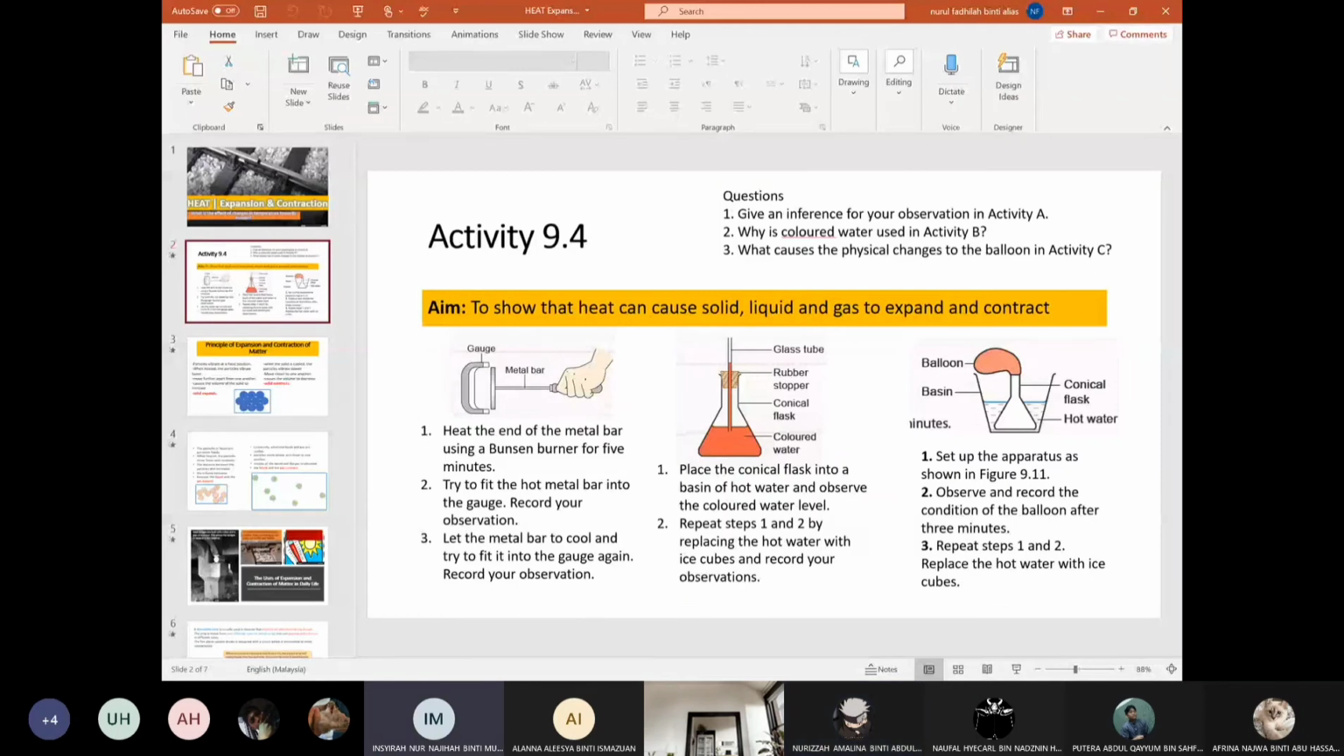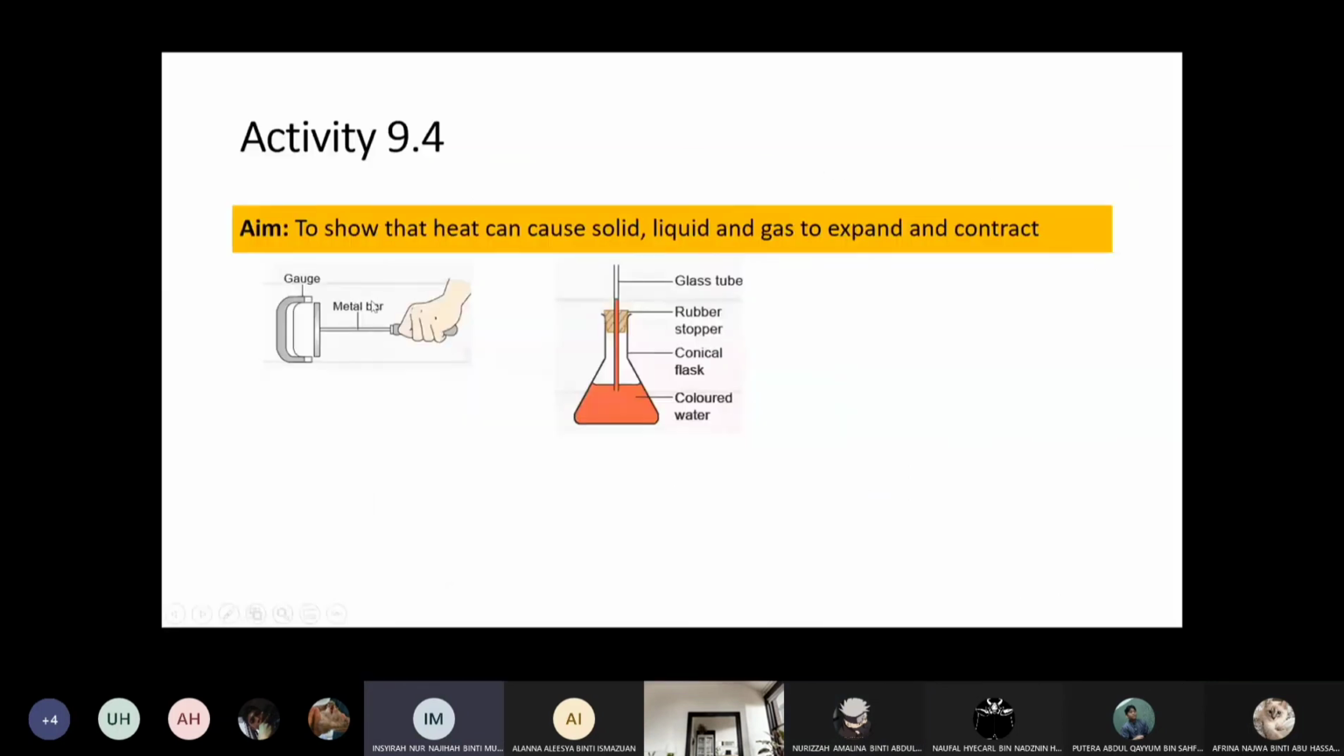Okay, you are going to hit the metal bar, right? So what will happen when you hit the metal bar? The metal bar will expand. Thank you. The metal bar will expand. How do you know? Because it can fit the gauge. Yes, okay, thank you.